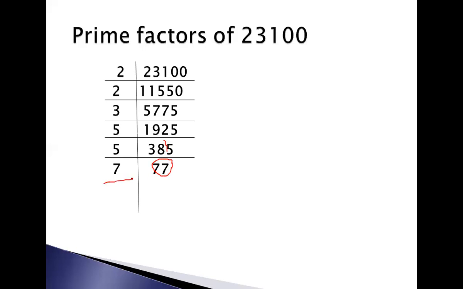And how will you divide 77? By taking 7 as a divisor. So 7 into 1 is 7. And then you will divide 11 by 11, 11 into 1. Got it? So these are the answers.